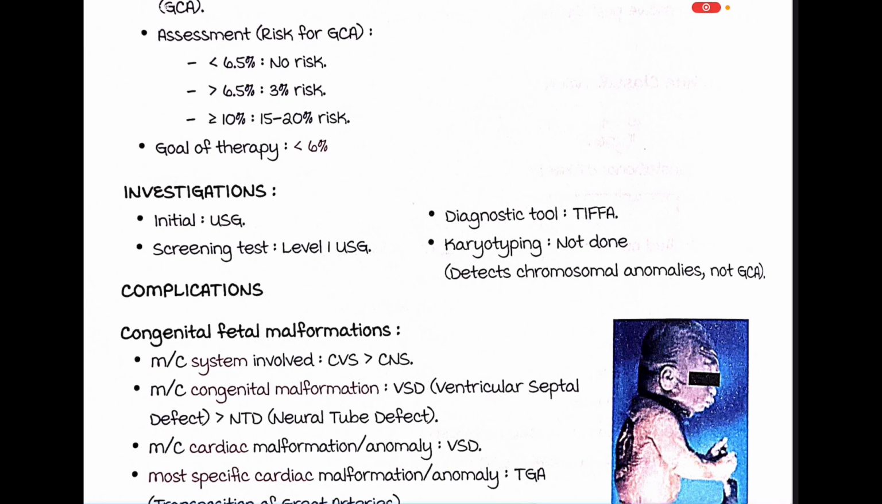Investigation: initial ultrasound is a screening test, level 1 ultrasound. Diagnostic tool is TIFFA, level 2 ultrasound. Karyotyping is not done, as it detects chromosomal anomalies, not gross congenital anomalies.